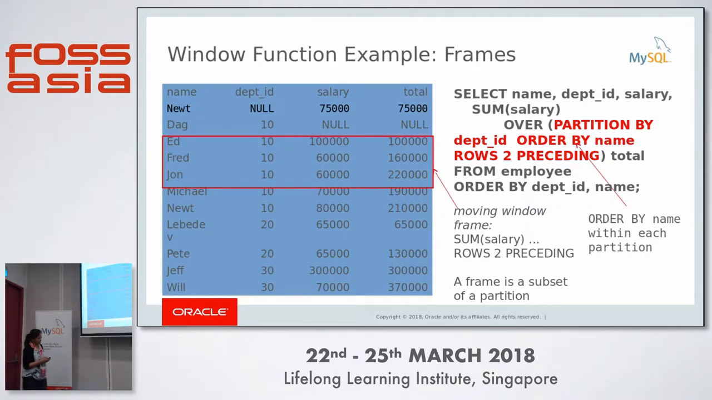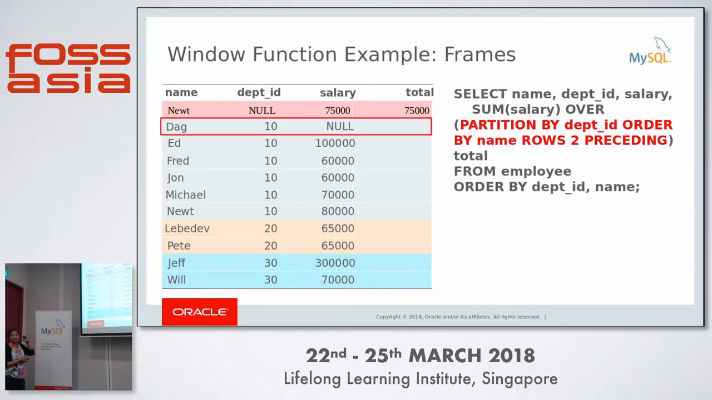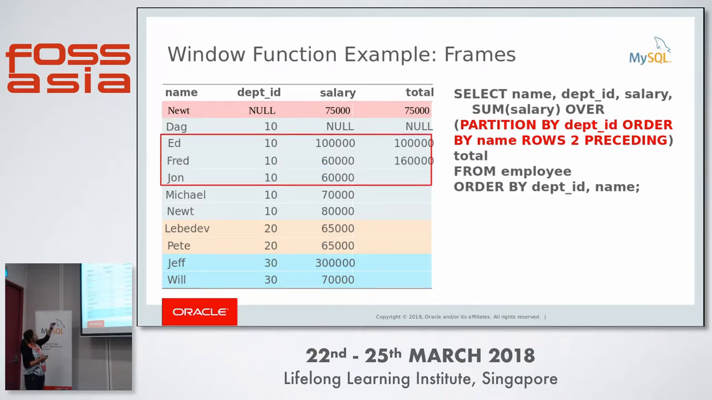So what happens in this case? The first partition has only one row, so you get the department total. For the second partition, the first row doesn't have any rows preceding it, so you have null because salary is null. For the second row, you have one row ahead of it, so you consider that as well. And then for the third row, you have two rows preceding. When you move to the fourth row of the partition, you are not going to consider the first row's value. It's going to aggregate only these three rows, because you have specified that you want to look at only the two rows preceding you.